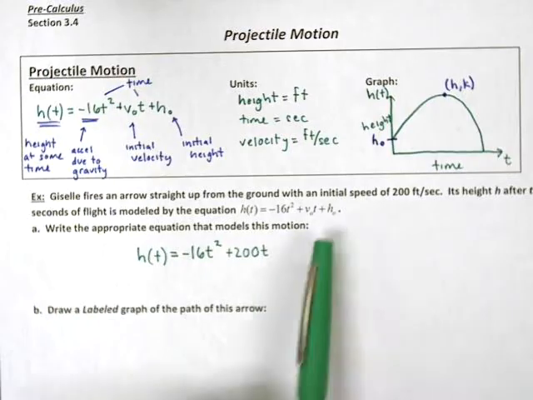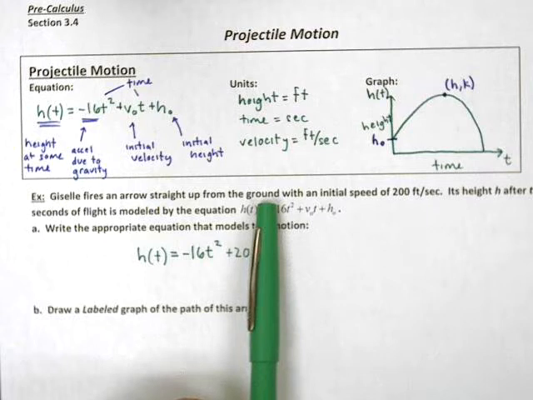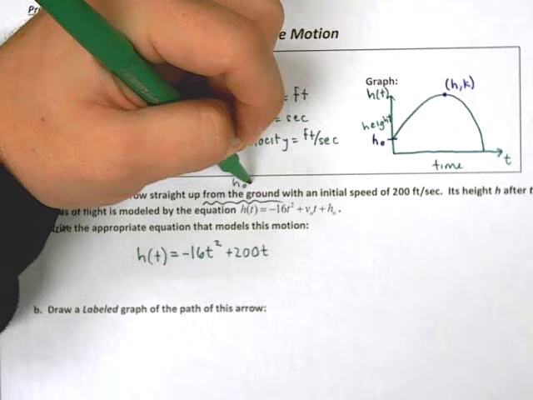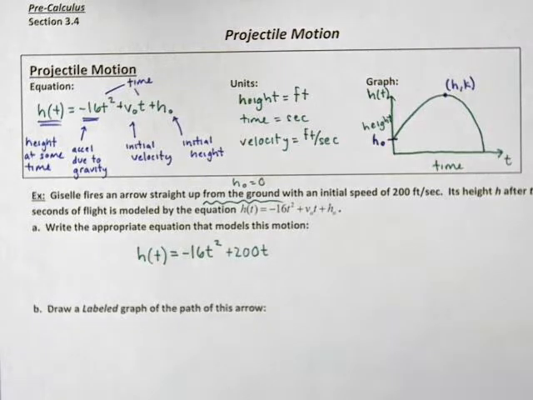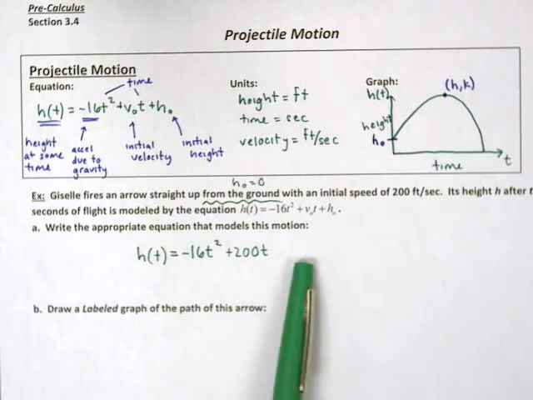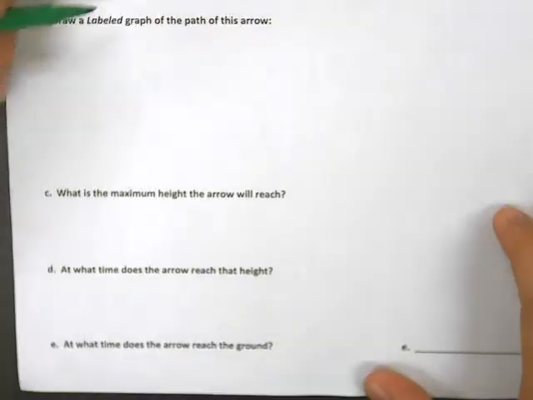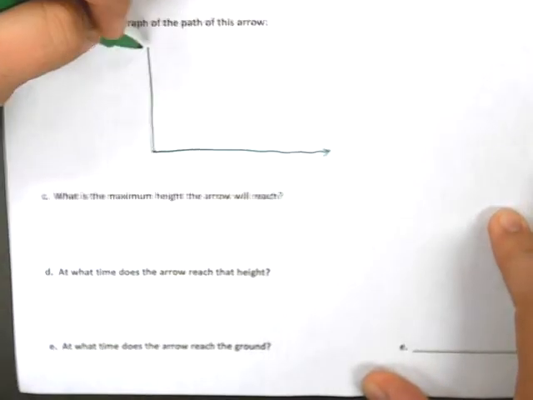Do we have an initial height? Let's read again. Giselle fires an arrow straight up from the ground. Ooh, from the ground. From the ground means what? h naught is equal to 0. So I am all done. I do not have an h naught for this problem. Actually, I do have an h naught. It's 0. So I do not need to add a 0 to my function. We are good with this. Okay? As we move on to the next piece, it says to draw a labeled graph. This is similar to what we did last chapter. It's just not area anymore, it's height.